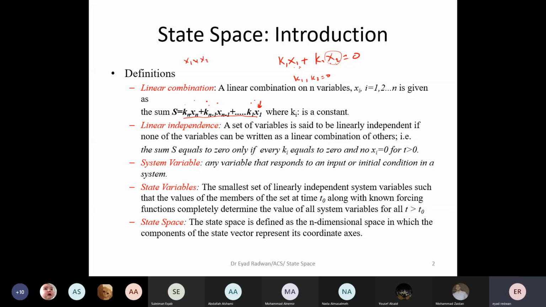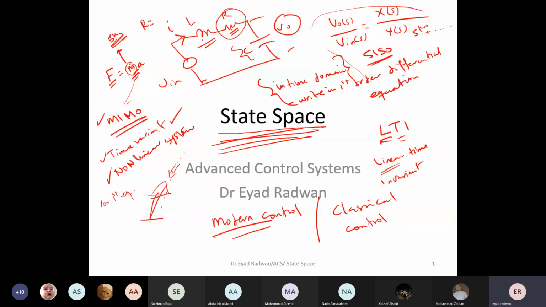Okay, now we have also what we call a system variable. Now, for example, again, I go back here. I said, for example, the current flows in this circuit is a variable. The voltage V out is a variable. Maybe the voltage across the resistance, you call it variable. The voltage across the inductance is a variable. Now, the voltage across the capacitor is a variable, and the current in the capacitor is a variable. So all these are variables.